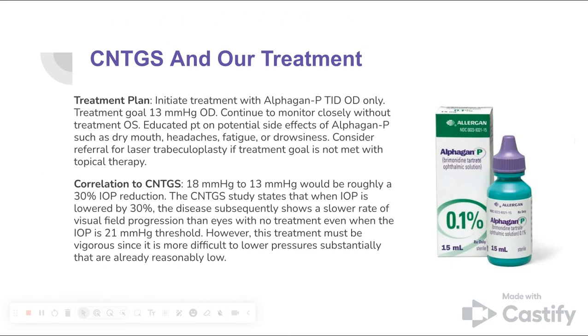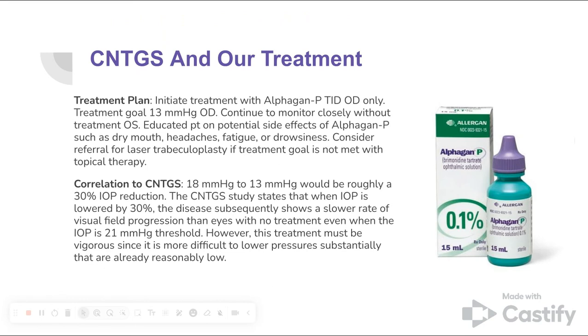So our treatment plan for our patient: we decided we're going to initiate treatment with alpha-agonist (brimonidine) 3 times a day in the right eye only. Our goal is to cut down that 18 millimeters of mercury in the right eye to 13. We're going to continue to monitor closely in the left eye with no treatment. We educated the patient on side effects of the alpha-agonist, which include dry mouth, headaches, fatigue, and drowsiness. And we are considering referral for laser trabeculoplasty if the treatment goal is not met with that topical therapy.